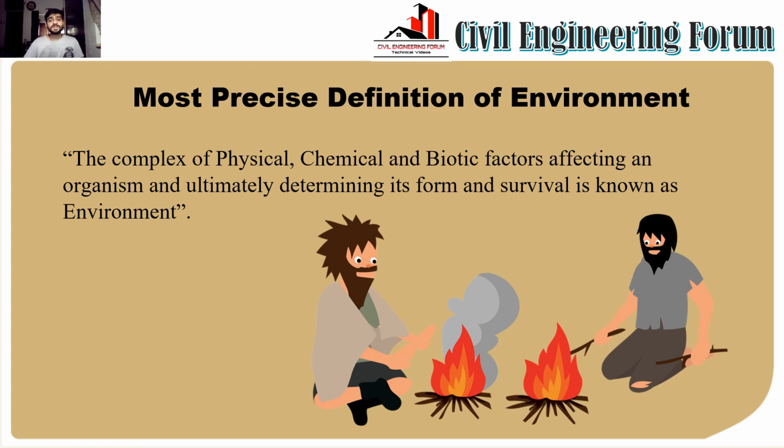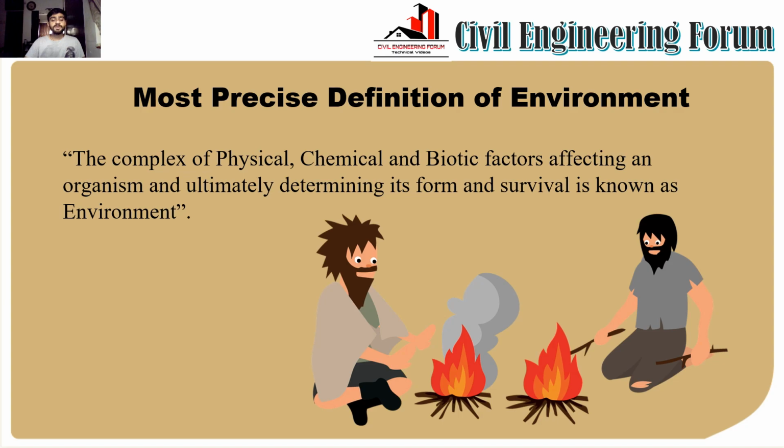The complex of physical, chemical and biotic factors, that is physical, chemical and biological factors, affecting an organism and ultimately determining its form and survival is known as environment. The complex of, that is the mixture of physical, chemical and biological factors which affects the organisms. Here organisms in the sense people, plants and animals, as we discussed earlier, and ultimately determining its form, in which form the organism exists. That is either it may be human, it may be plant, it may be animal, it can even be microorganism. So everything surrounding it in form of physical, chemical and biological factors is known as environment.